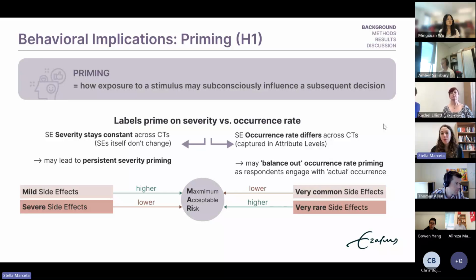One is priming. Priming basically means how exposure to a stimulus may influence a subsequent decision. You might argue that priming happens in both cases because either you prime on severity or on the rate of occurrence. However, if you remember what I said in the beginning about the attributes and the levels, the severity basically stays constant across the choice task. The side effects themselves don't change. On the other hand, the occurrence rate differs between the choice tasks.